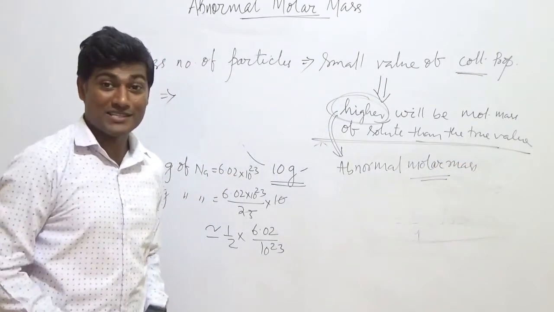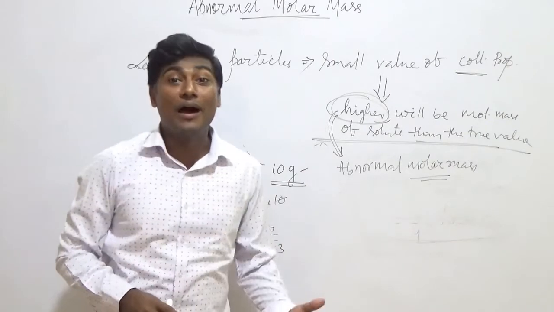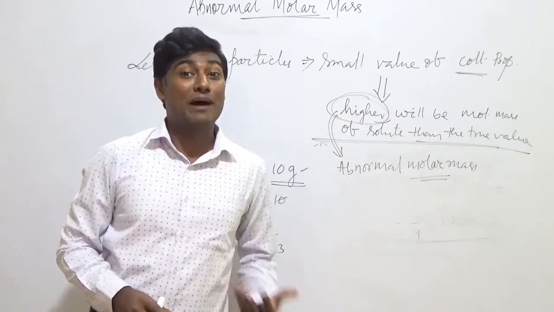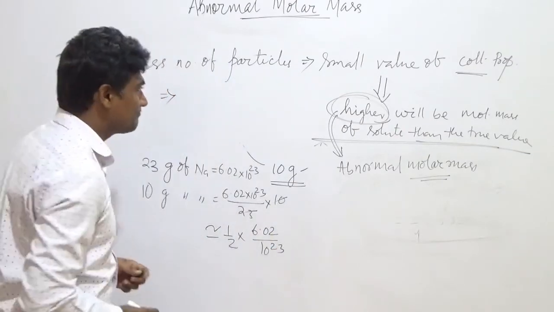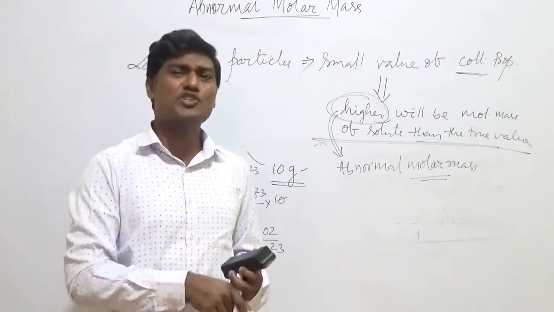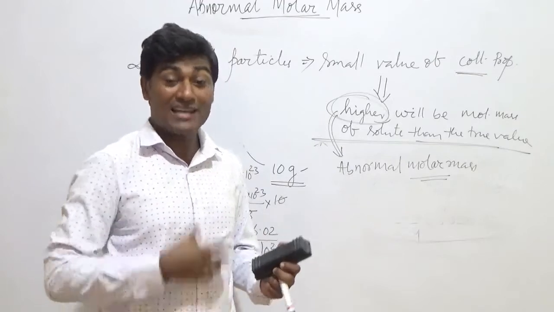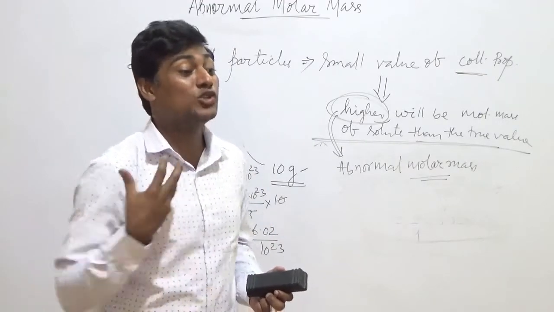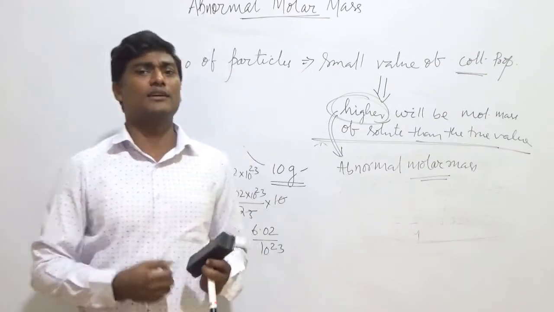Abnormal molar mass. Are you getting me now? So, this is the reason why abnormal molecular mass is an important factor to be discussed. So, why there is a smaller number of particles, or sometimes we can also see a larger number of particles than we actually added. It is very clear.